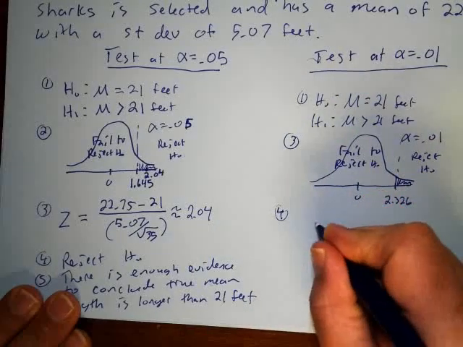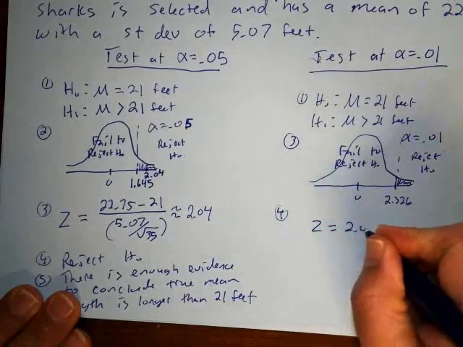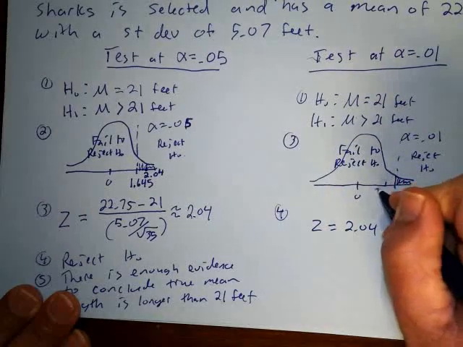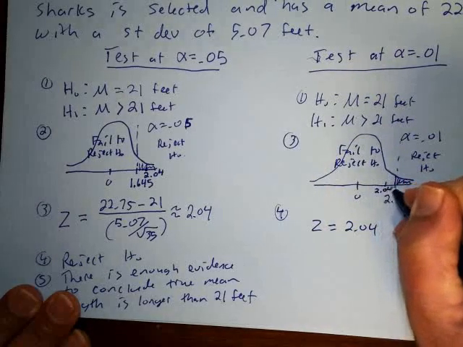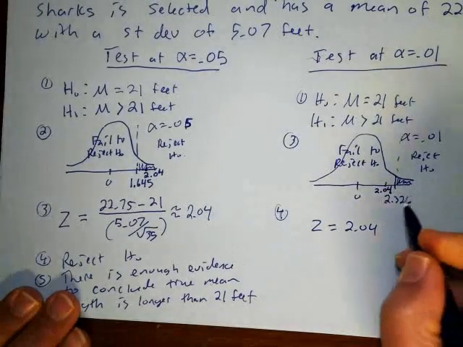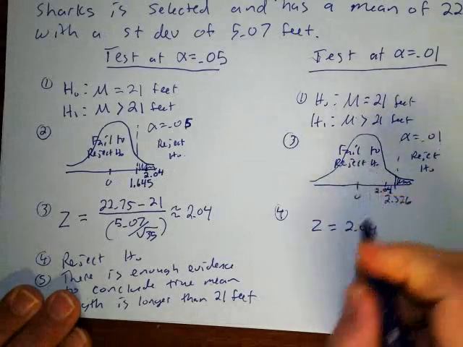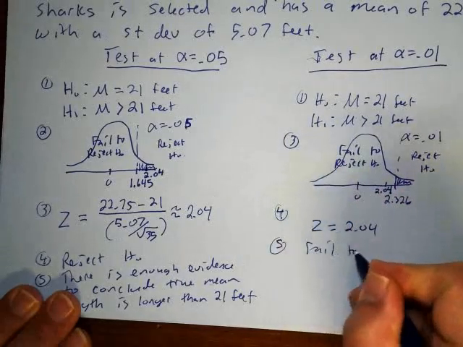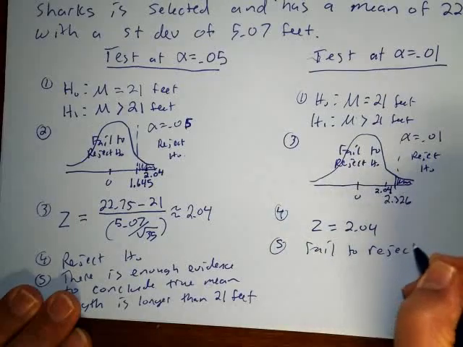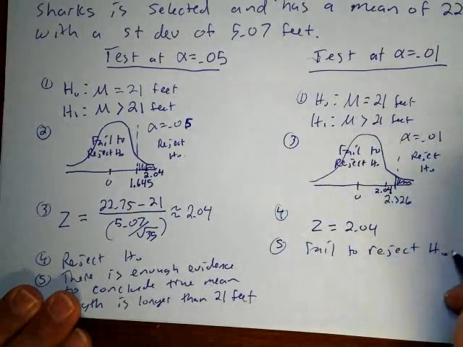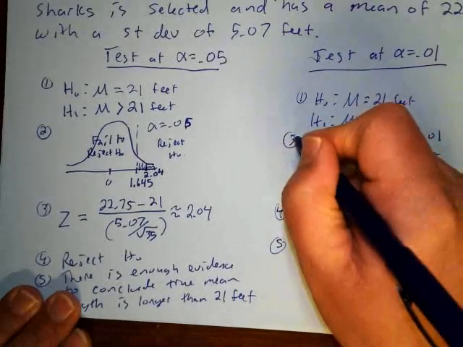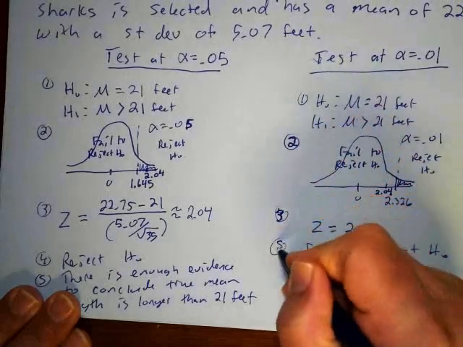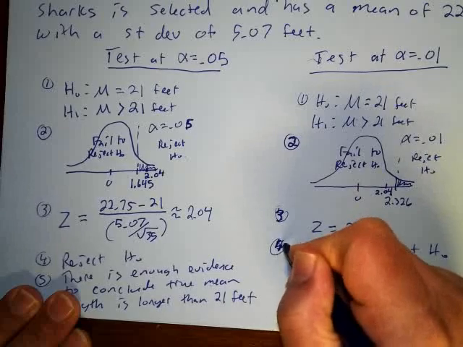So in this case, the test statistic is the same. It's still 2.04, and that does not lie in the rejection region. 2.04, okay, lies in the fail to reject region. So I'm going to fail to reject H naught. Oh, you know what? I misnumbered these steps. That should be step 2. That should be 3. This should be 4.